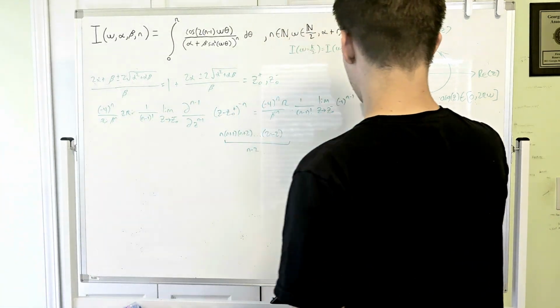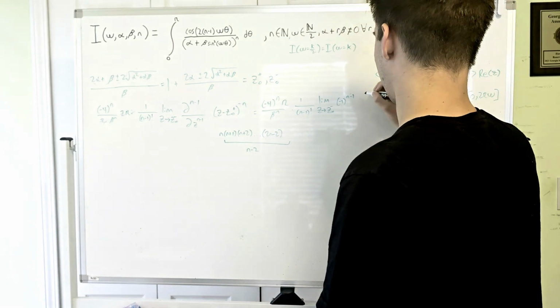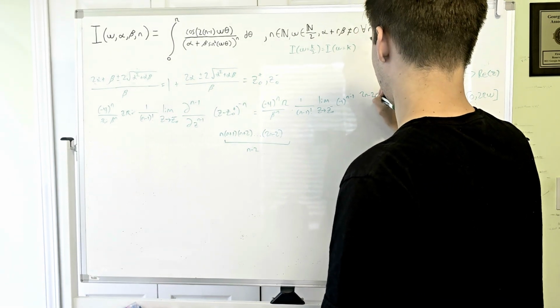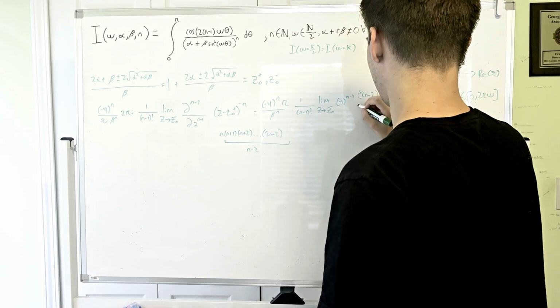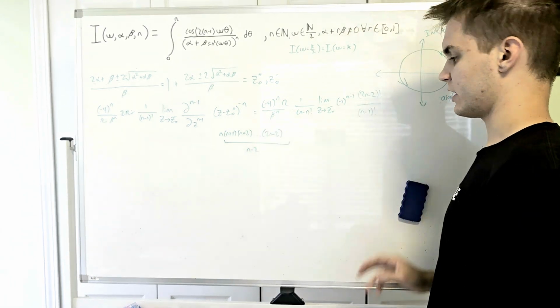Which can be rewritten as, because obviously no one likes the dot dot dot, I'm not putting that in the answer. That can be written as 2n minus 2 factorial over n minus 1 factorial, right? Just by inspection.